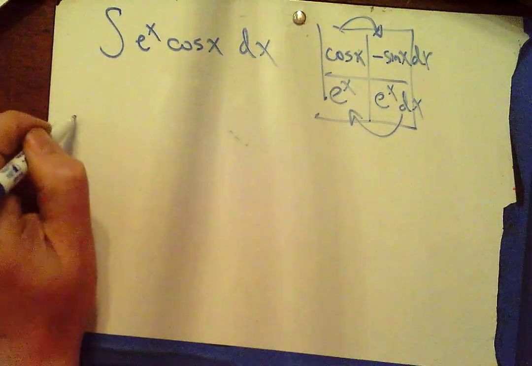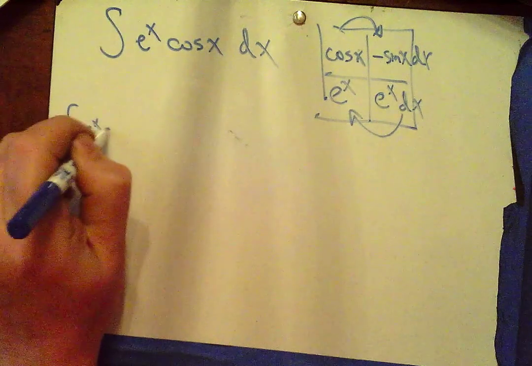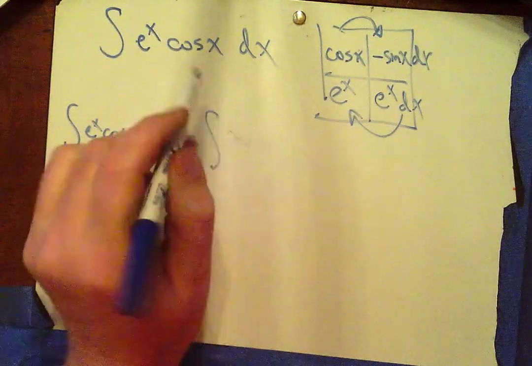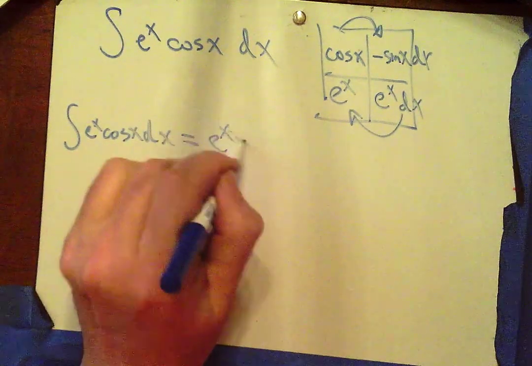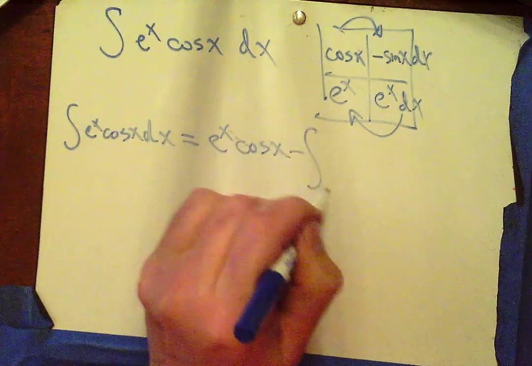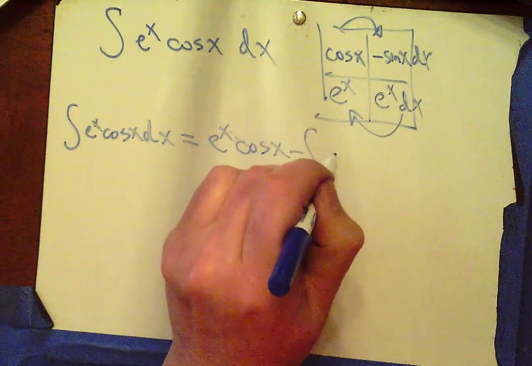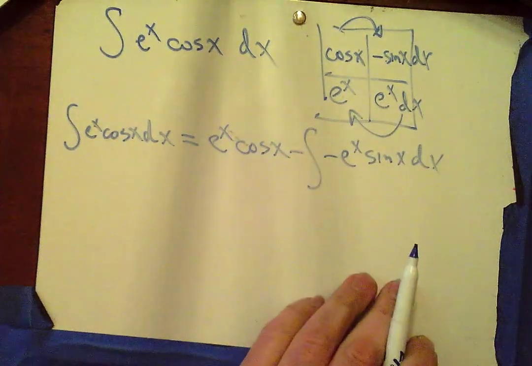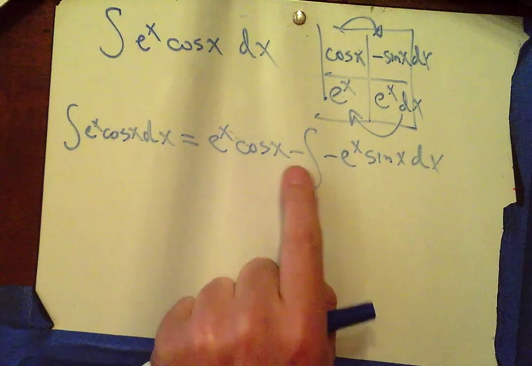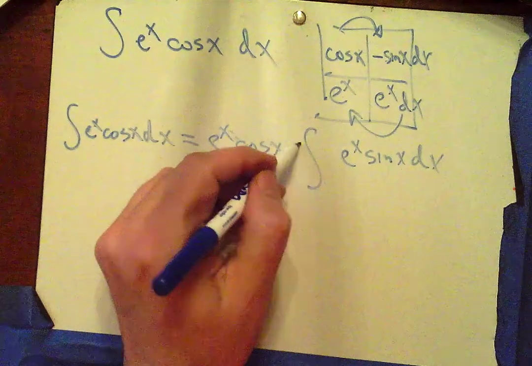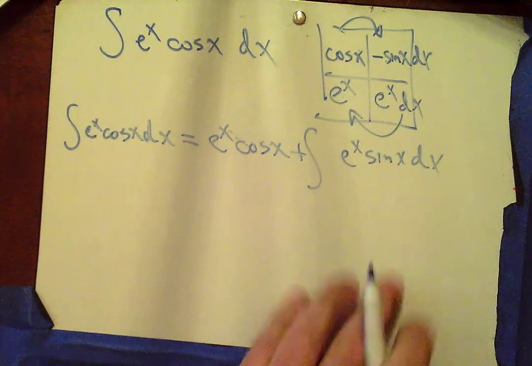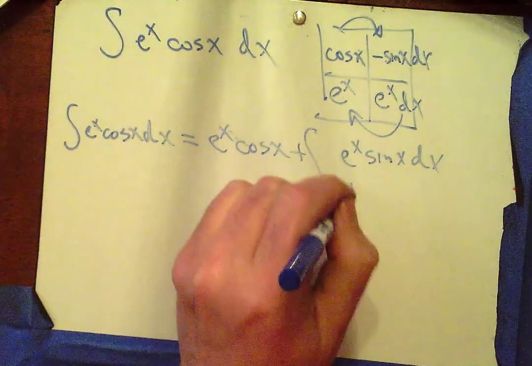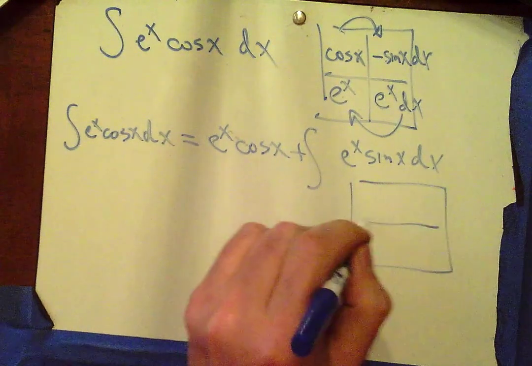So our recipe: the integral of e to the x cosine x dx is equal to e to the x cosine x minus the integral of this times this, minus e to the x sine x dx. And I'm going to pull that negative out and turn that into a positive. Okay, but I agree, this is not any better. So do it again. No, really.